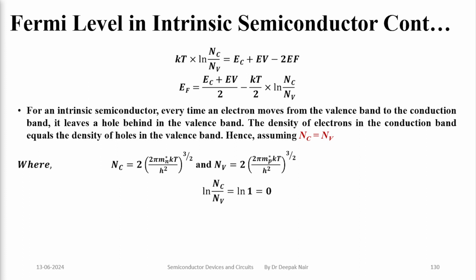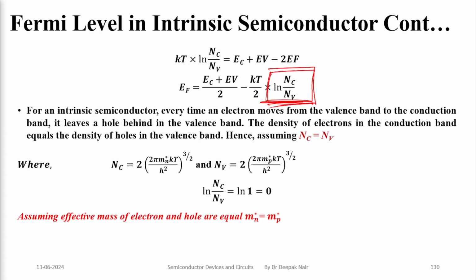So if I just assume that m star n is equal to m star p, then these two equations are almost the same. Although they are not perfectly equal, they are almost equal, so we can assume that they are equal. In such a case, we will end up with ln NC upon NV, because these two are equal, being equal to ln of 1, or natural log of 1 will give us 0. So this term, natural log of NC upon NV, will become 0.